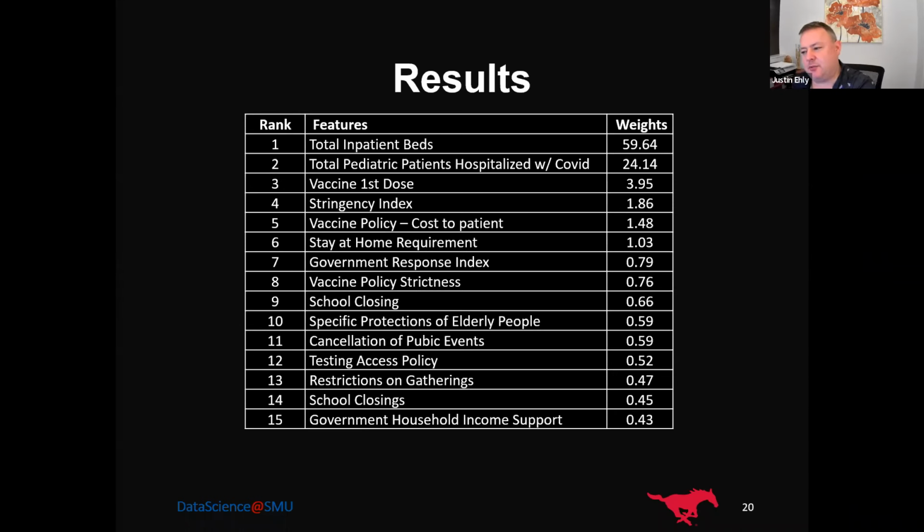So if we take out the top 2, which we can expect to be highly correlated with COVID-19 patient hospitalization, number 3 contributed 4% in terms of weight to the model. That was just people receiving the first dose of the vaccine. So obviously vaccines had a high correlation with COVID-19 patient hospitalization. We look at number 4, it had a 1.9% weight. That's government containment closures. And number 5 had a 1.5% weight. And again, that was the vaccine policy, which was actually a cost weighting measure. It wasn't actually about how strict the government's vaccination policies were. So it's interesting that popped up.